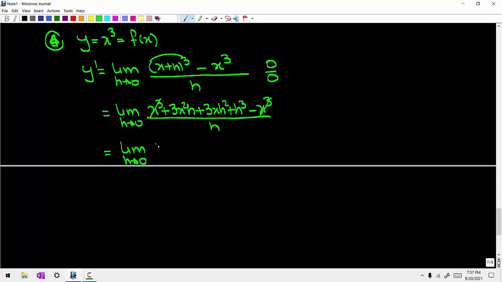Then we have an h common in all the other terms. So we get 3x squared plus 3xh plus h squared, divided by h. Cancel the h's. Now it's no longer 0 over 0. So we're going to replace every h with 0. There's an h here that becomes 0. This becomes 0. So I'm left with just 3x squared.